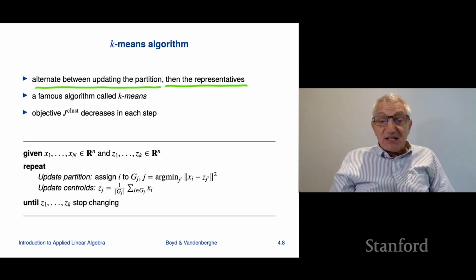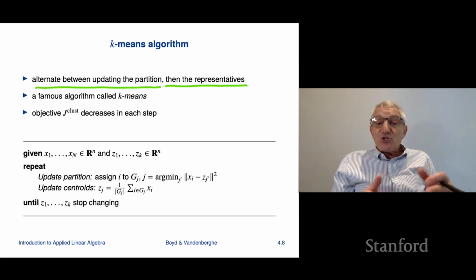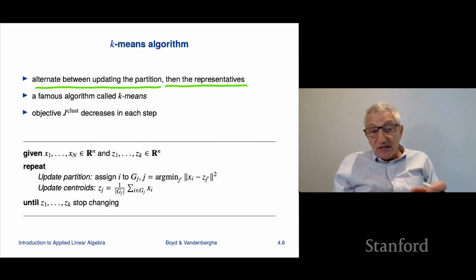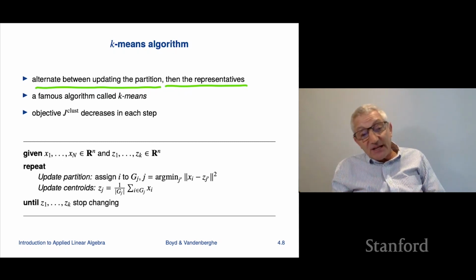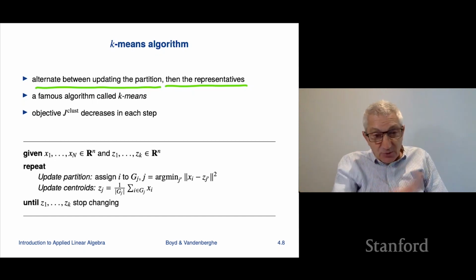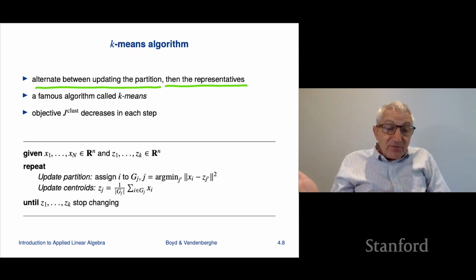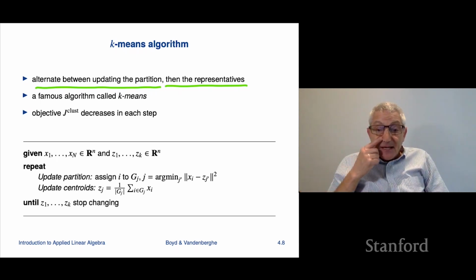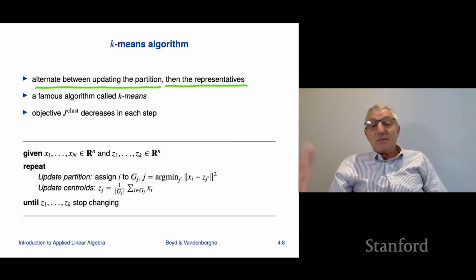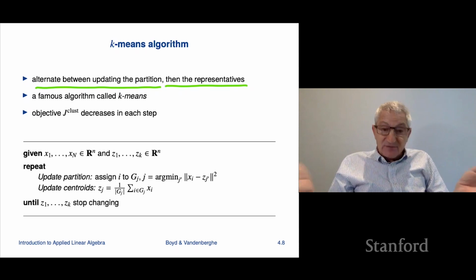And the reason is pretty clear, right? In the first step, when I assign each element, if a vector had been in group 3 and I move it to group 6 because the group 6 centroid is closer, my objective is going to go down. Same for the second step: if I update the representatives by assigning them to be the mean, once again, the objective goes down.